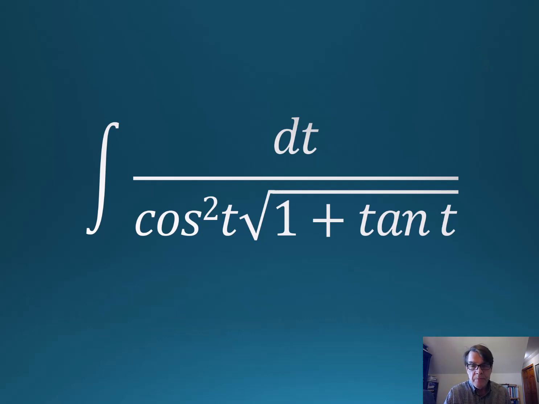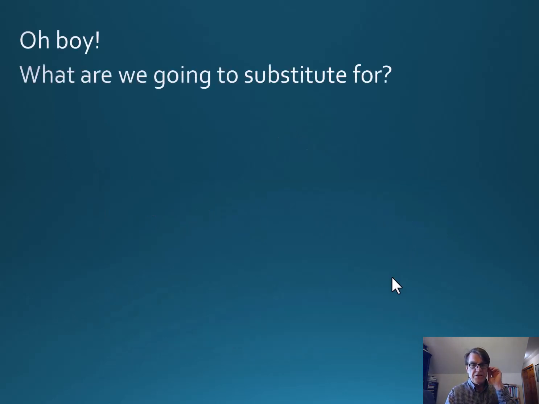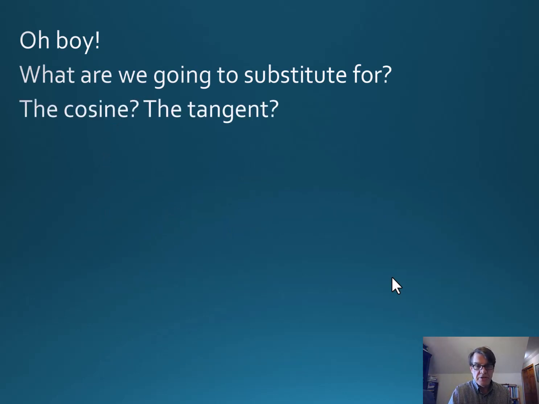So when we look at this, I'm thinking, either cosine or tangent. We're going to substitute a u for one of these. So it's either going to be u for cosine squared t, or it's going to be 1 plus u for tangent t. So let's say that we were lucky and we started with substituting for tangent t. What are we going to substitute for? The cosine or the tangent, as I just said. Let's try the tangent and see what happens.